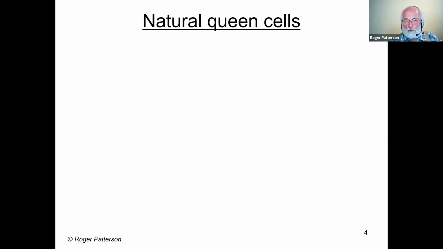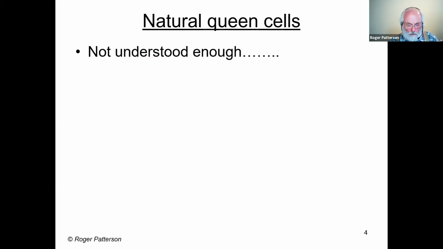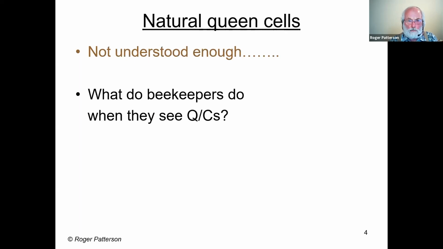So natural queen cells then. Personally, I don't think they're understood anywhere near enough. A lot of beekeepers just feel they've got to get rid of them rather than trying to understand why they're there in the first place. So what do most beekeepers do when they see queen cells?